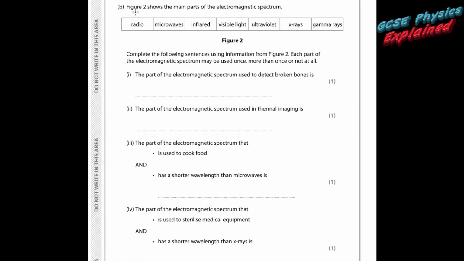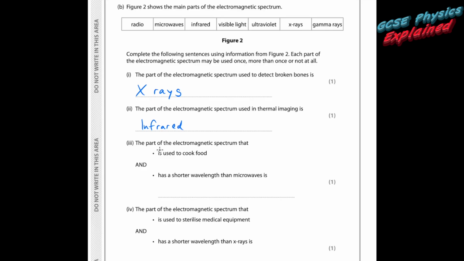Part B. Figure 2 shows the main parts of the electromagnetic spectrum. Complete the following sentences using information from Figure 2. Each part of the electromagnetic spectrum may be used once, more than once, or not at all. Part 1. The part used to detect broken bones is X-rays. Part 2. The part used in thermal imaging is infrared.